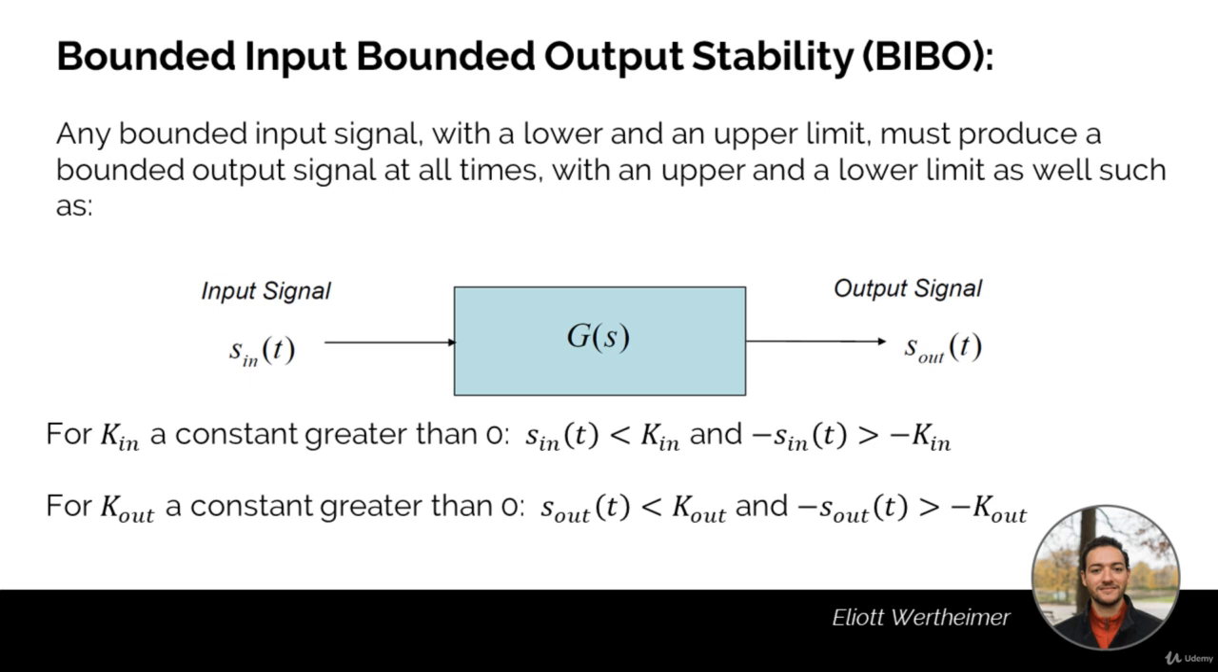So in the end, bounded input, bounded output stability essentially means that if the input signal is bounded, so if it has an upper and a lower limit, then the output signal must absolutely also have an upper and a lower limit, although these limits don't have to be the same.